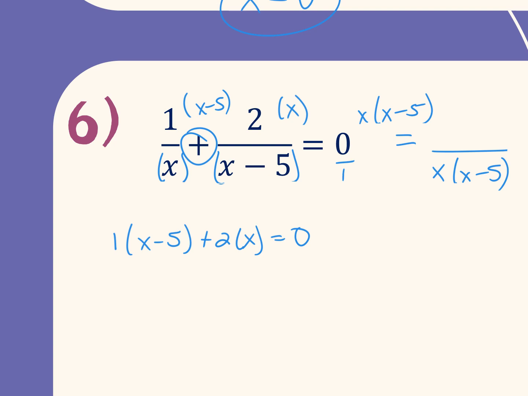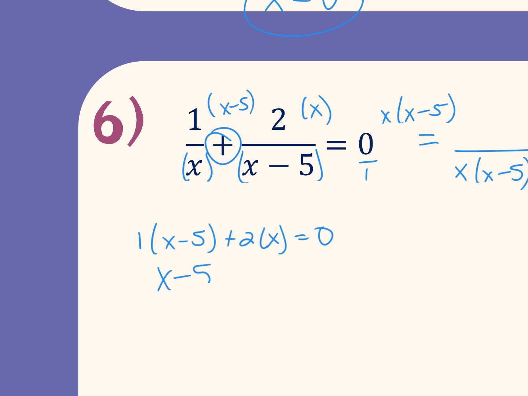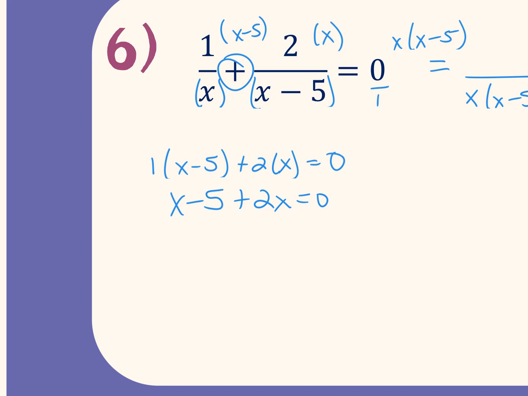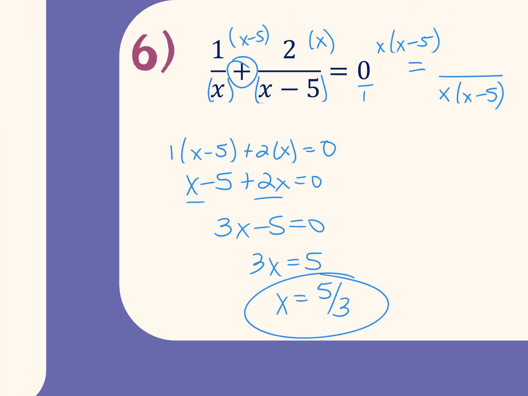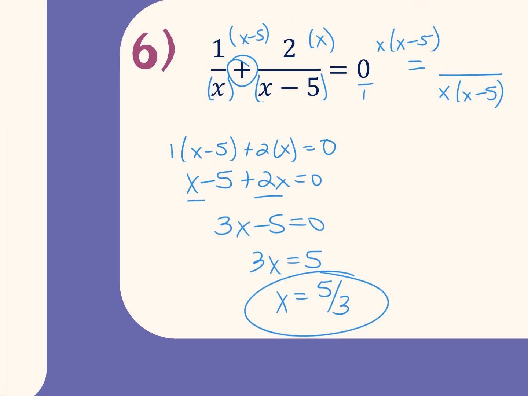We have to combine like terms here. So I have x minus 5 plus 2x equals 0. What's like terms? X and 2x gives me, perfect, 3x minus 5 equals 0. 3x equals what? 5. So what's x equal? 5 over 3. Perfect. Now what do I have to make sure of? If I put 5/3 here, guys, is that going to be 0? No. If I put 5/3 here, 5/3 minus 5, is that going to be 0? No, so you're good to go.